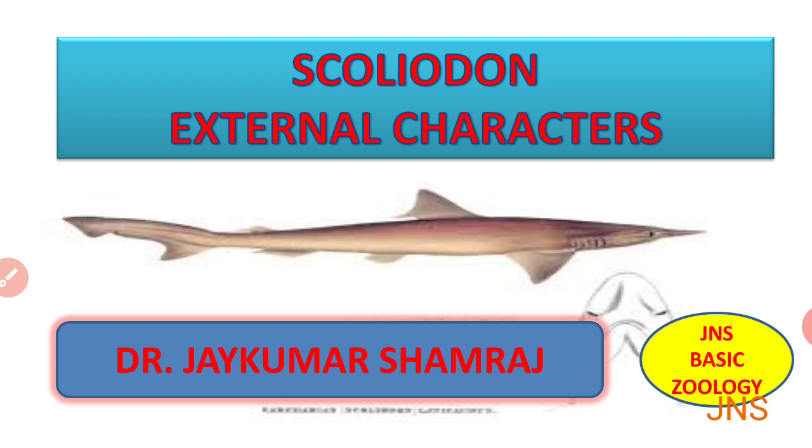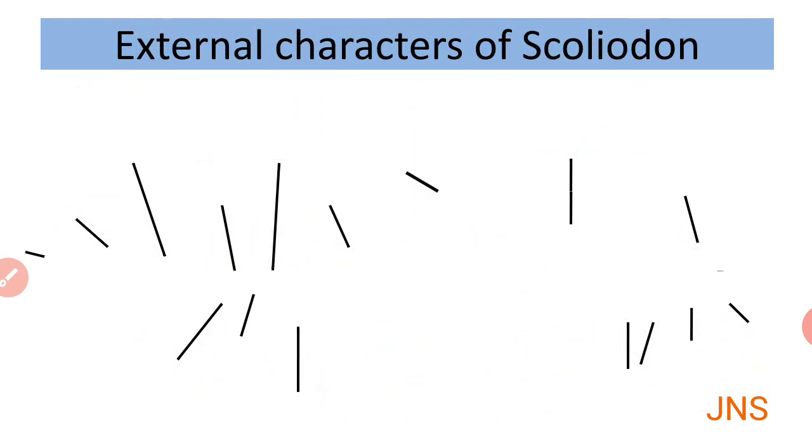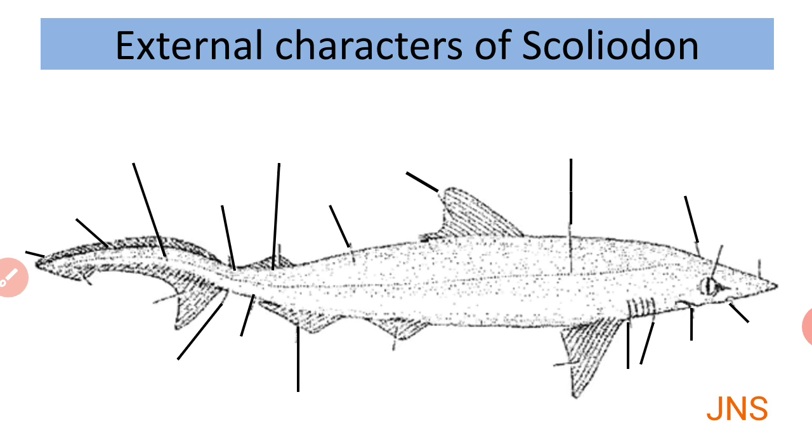From today onwards we are going to focus on the study of Scoliodon, its structure and different systems related to this animal. Let me start with the morphology, structure or external characteristics of Scoliodon. So this is our Scoliodon. The body of the Scoliodon is divisible into three main parts: head, trunk and tail.